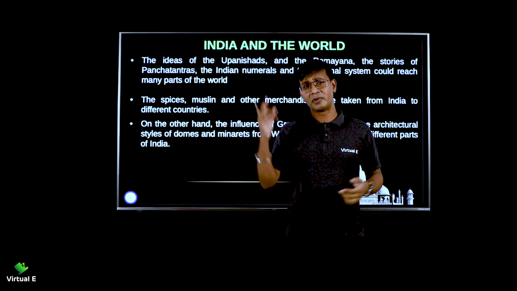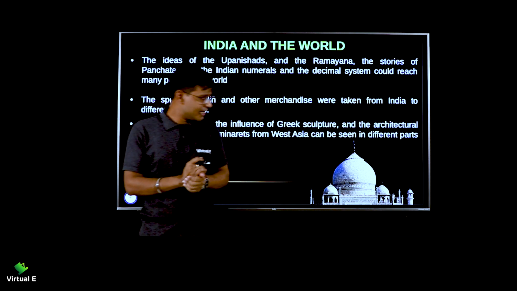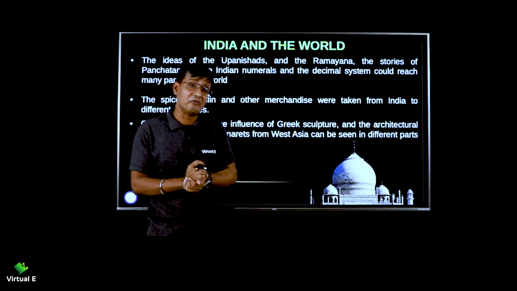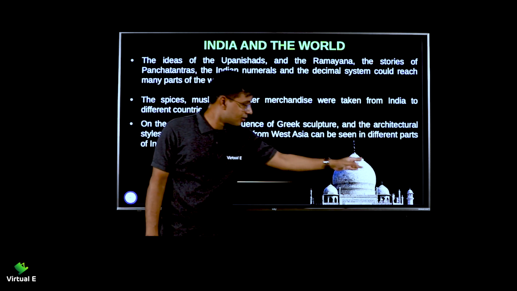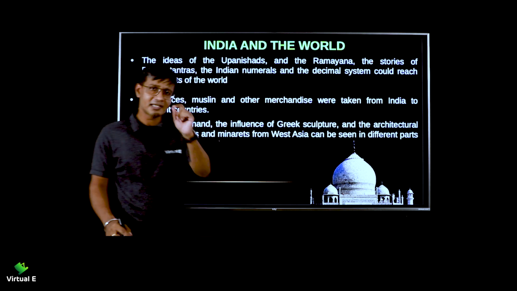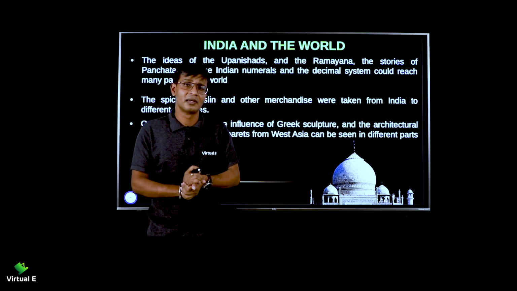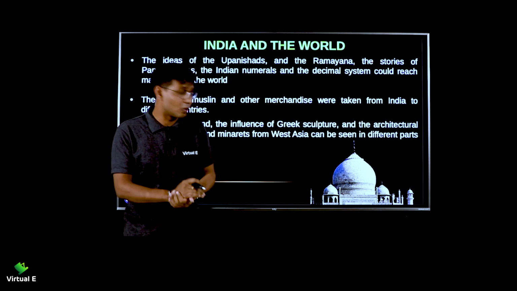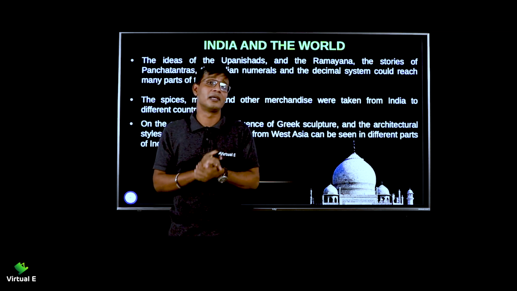What did we get from them? Can you see this beautiful monument? Easily recognizable by almost everyone in the world. It's the Taj Mahal. Now this architecture, it's a dome. And you have a minaret here. So this is what we got from the Greeks and Persians. This is Mughal architecture, or we simply call it Persian architecture, the dome and the minarets.